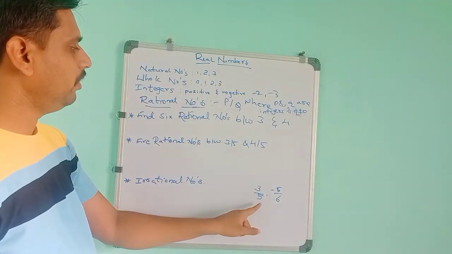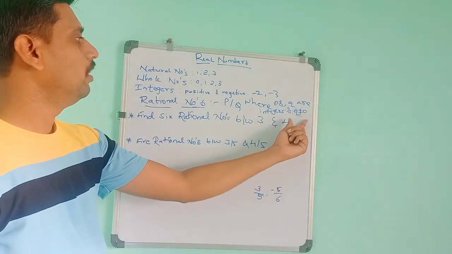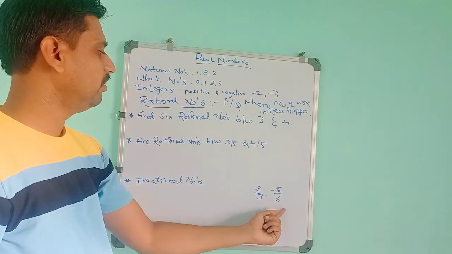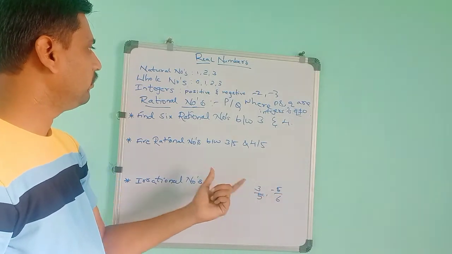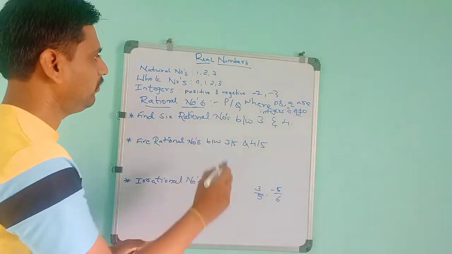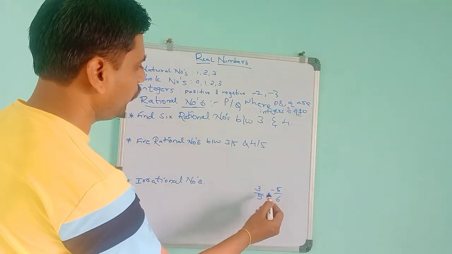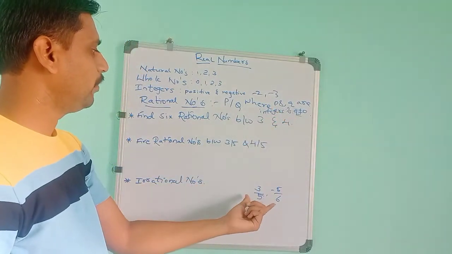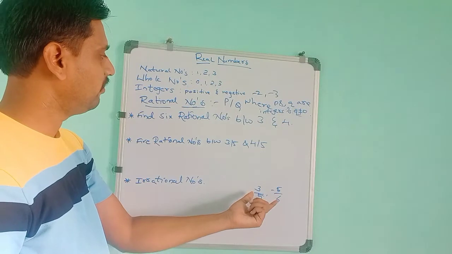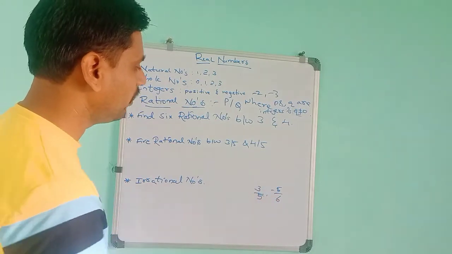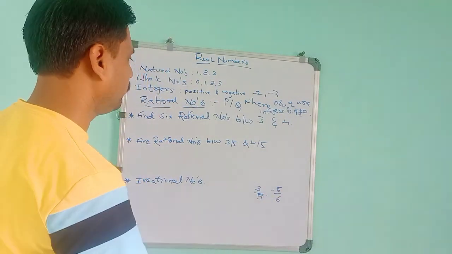So q should not be 0. That is the condition. Here 5 is there, 6 is there, and the negative sign is also there, which is not considered. So a rational number means it is expressed in the form of p by q, where q is not equal to 0, whether it is addition or subtraction, or whether the number is in positive or negative sign.